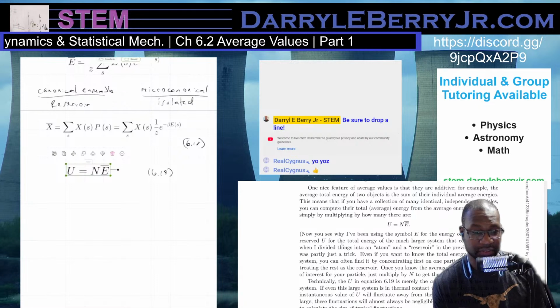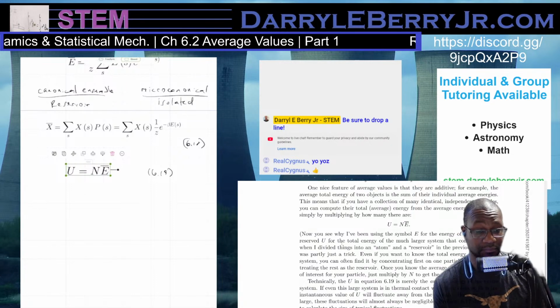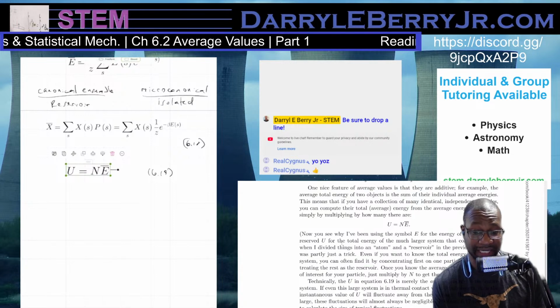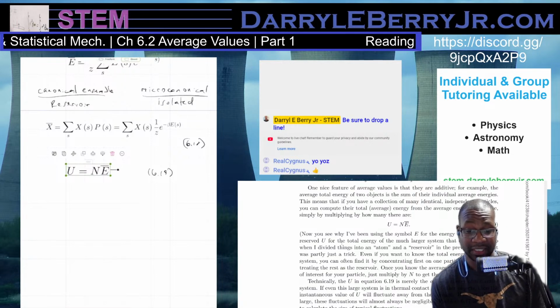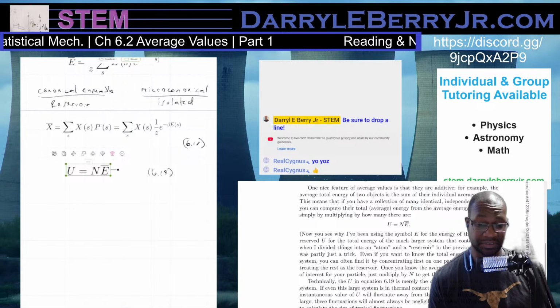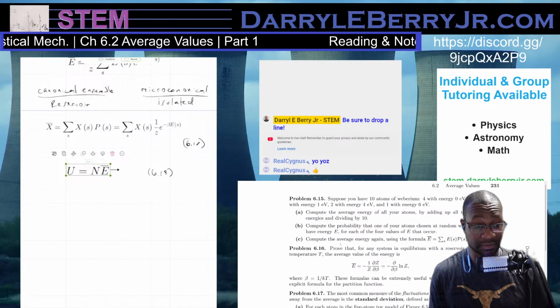Technically, the U equation 6.19 is merely the average energy of the entire system. If even this large system is in thermal contact with other objects, then the instantaneous value of U will fluctuate away from the average. However, if N is large, these fluctuations will almost always be negligible. Problem 6.17 shows how to calculate the size of typical fluctuations.